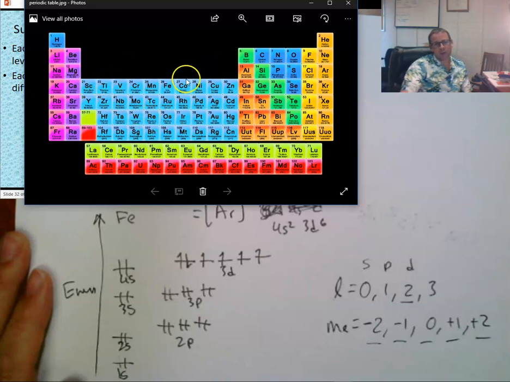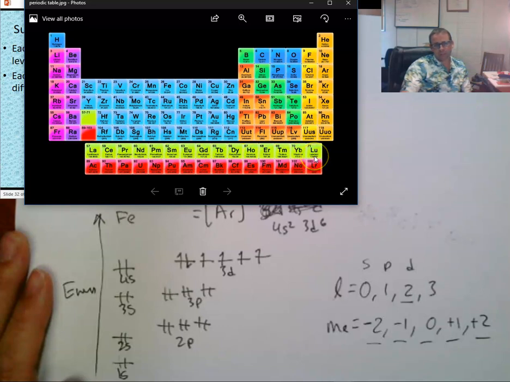You can count across a subshell, like the D subshell here, 1, 2, 3, 4, 5, 6, 7, 8, 9, 10. You can know that each orbital has 2 electrons, therefore there's going to be 5 orbitals in that subshell. Same thing across here, 6 electrons across the P subshell, therefore that's going to be 3 orbitals across that subshell. How many do you think are going to be across here in our F block?